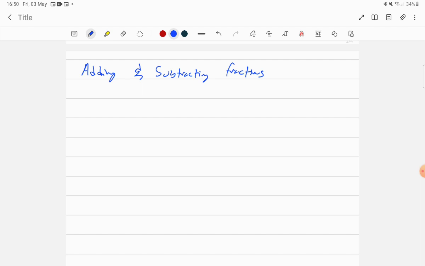So in this instance, if you were to have, for example, 2 over 4 plus 3 over 4, you would just add the numerators and the denominator will remain the same. So this would just be 5 over 4. But now if you have an example where the denominators are not the same, so for example 2 over 9 plus 5 over 12.